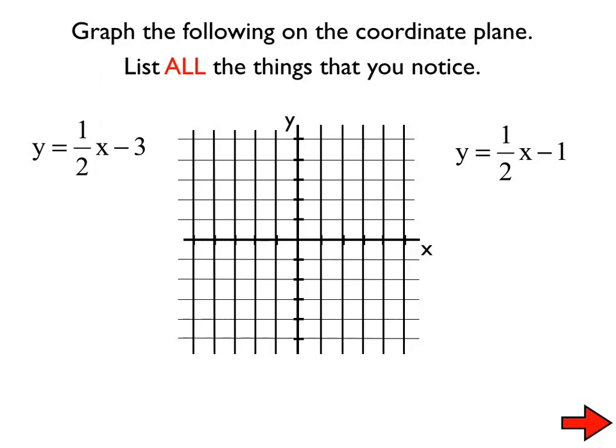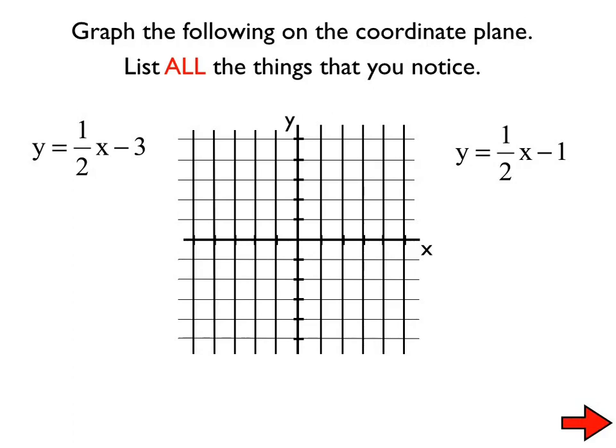All right, so here's what I would like you to do. I would like all of you to graph both of those equations on the same coordinate plane. You do have a coordinate plane in your notes, so graph both of them. And you need to make sure that your graphs are extremely neat, which is why I passed out rulers, so please use your rulers.